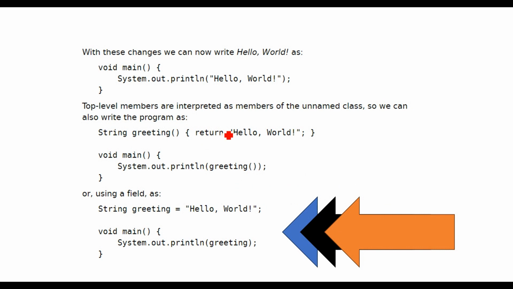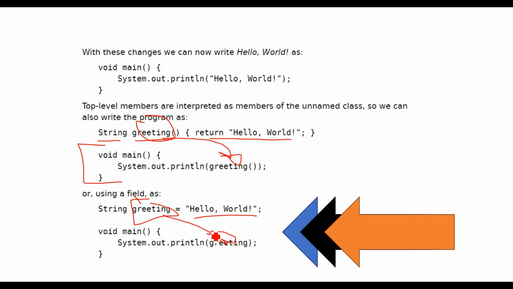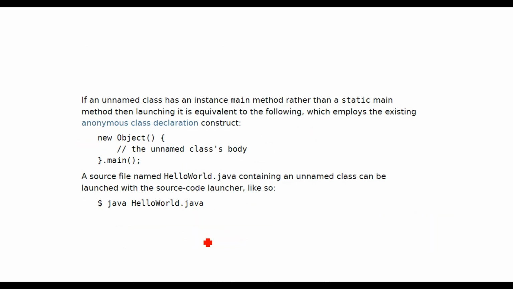You can also, let's say, have a string greetings that returns Hello World, and then you can use these greetings in your void main and System.out.println. In another way, you can also use it as a field. So let's say here we have greetings with a Hello World value, and then we are passing it as a variable. We can also create an object with the help of the new operator, new Object, and then call the main method, closing it in a bracket, and then as usual we can run it.